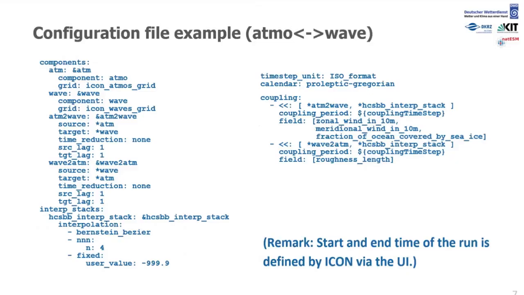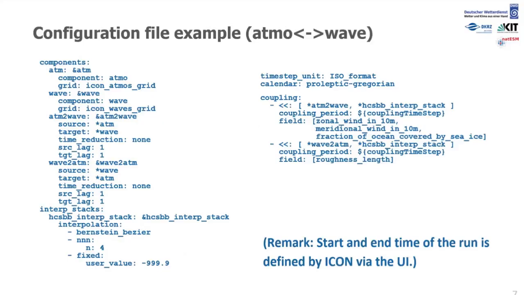You have a wave component, then you define what you mean by atmosphere to wave coupling. Say wave is atmosphere. This star means basically it's an include of something that was defined before. That is a feature of the YAML format. You define a time reduction of none. So even if you have more puts than actual gets, then you only take the last data. You could also use average or sum or something like this. Then you define what is wave to atmosphere. Oh yeah, I mentioned before, ICON always has a lag of 1 because it provides the data after the first time step.